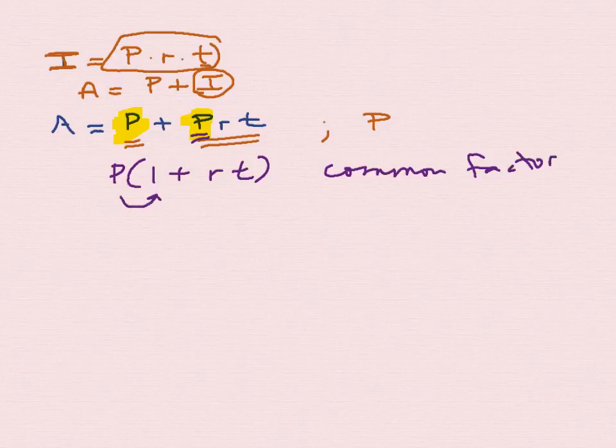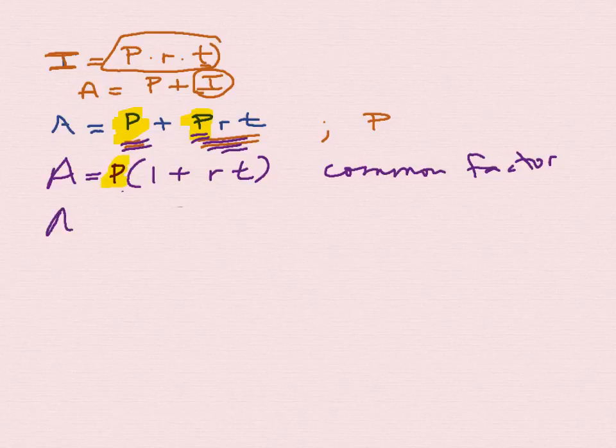P times 1 gives you P, and P times RT gives you PRT. So all that I've done here is change the way that the equation is written from P plus PRT to P onto 1 plus RT for the specific reason that now the letter P only shows up in one spot in the equation. And I can definitely get it by itself, and it only shows up once.